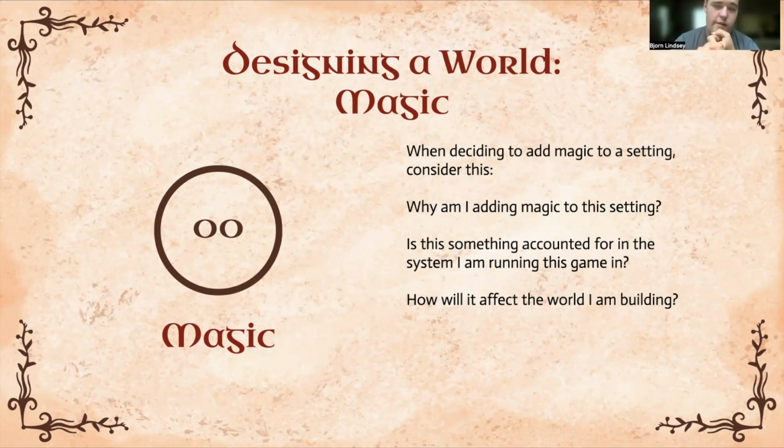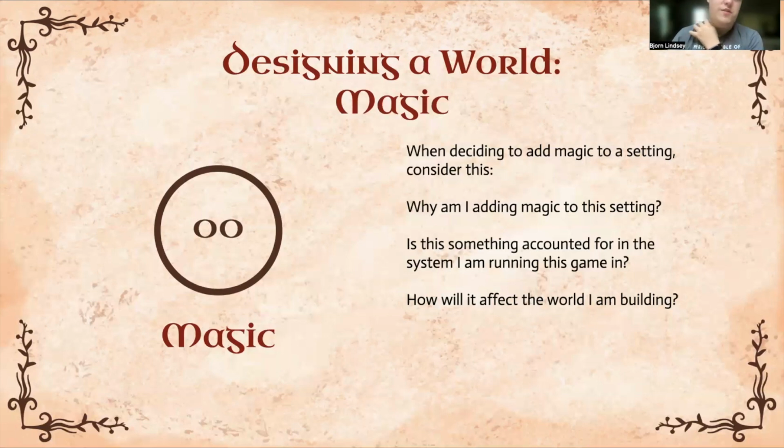Why are you adding magic to the setting? Is there something in the system that I'm using to run this game that accounts for magic? We're not going to be talking about mechanics or crunchy numbers very much in this series, but it is important to consider, does the system you're using account for magic? And most important, and why I start with the magic system first, is how will it affect the world that you are building?